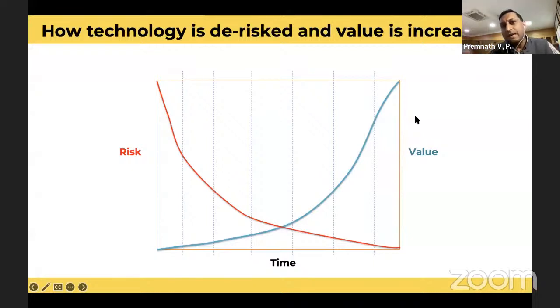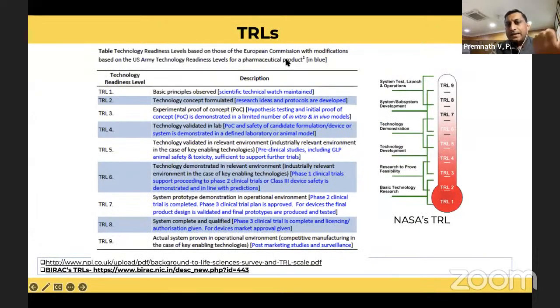Okay, so here the idea is very simple. As we go to the right, we are progressively de-risking technology, and it takes time. And as it happens, you're increasing the value of the company or the technology. The technology first, and because of that, the value of the company goes up. And therefore, you're able to raise more and more money as you go along to be able to take it to market as well.